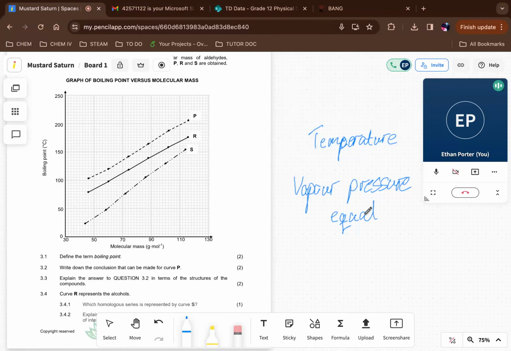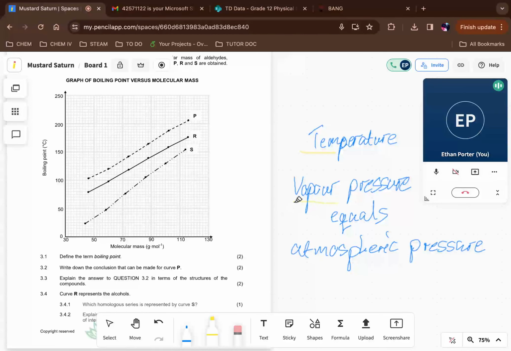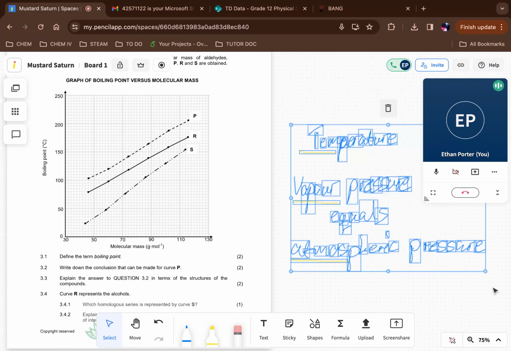So this is why boiling points change depending where you are. If you're closer to sea level, atmospheric pressure is slightly higher, so boiling points are actually at higher temperatures. If you're a bit above sea level, like on a mountain or something, then the atmospheric pressure is a bit lower, so it takes less time for vapor pressure to equal atmospheric pressure, and that happens at a lower temperature. So, however you describe your boiling point, you just need to make sure that you talk about temperature, you talk about vapor pressure, and you talk about atmospheric pressure. Those are the key words to get the full marks.